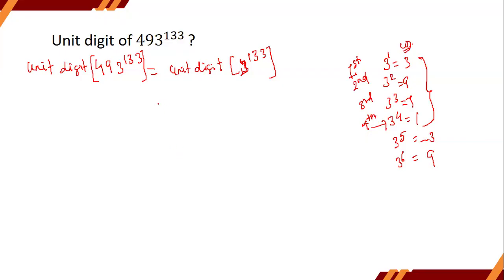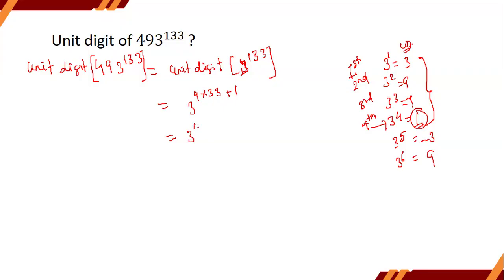So we can write it as 3 power of 4 into 33, plus 1. And one more thing we can notice here: what is the unit digit for every fourth term? The unit digit for every fourth term is 1. So the unit digit for this term is also going to be 1.